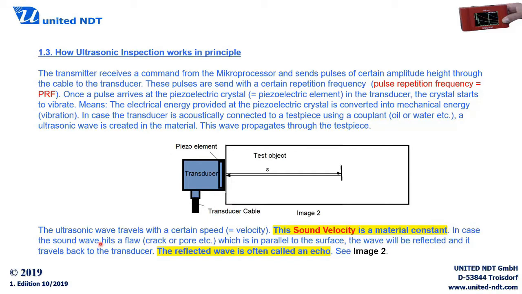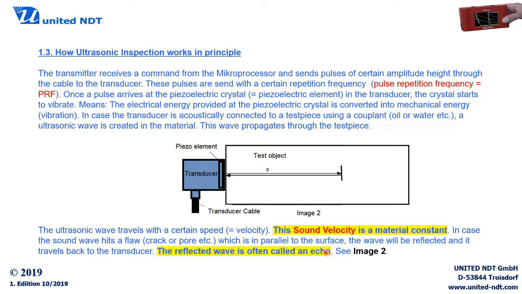So in case the sound wave hits a flaw, crack or pore or whatever, like this one, which is parallel to the surface, also important, it must be parallel to that surface, the wave will be reflected back to the probe, back to the transducer, and it travels back to the transducer. And this reflected wave is often called an echo. You will also hear that in ultrasonic inspection very often.